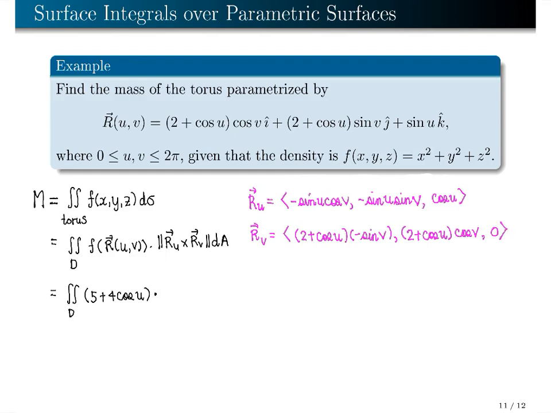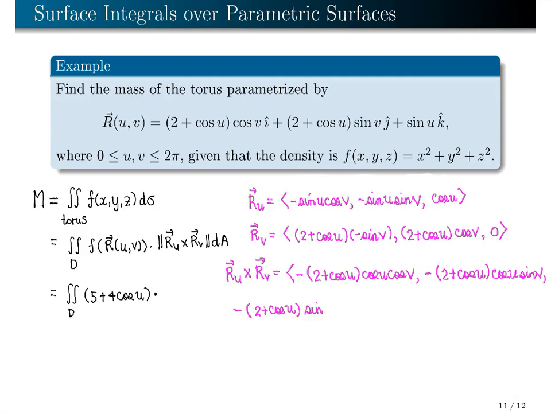We proceed to find the cross product of ru and rv. ru cross rv has x component, the negative of 2 plus cosine u, multiplied by cosine u cosine v, has y component, the negative of 2 plus cosine u, multiplied by cosine u sine v, and has z component, the negative of 2 plus cosine u, multiplied by sine u cosine squared v, minus the quantity 2 plus cosine u, multiplied by sine u sine squared v.